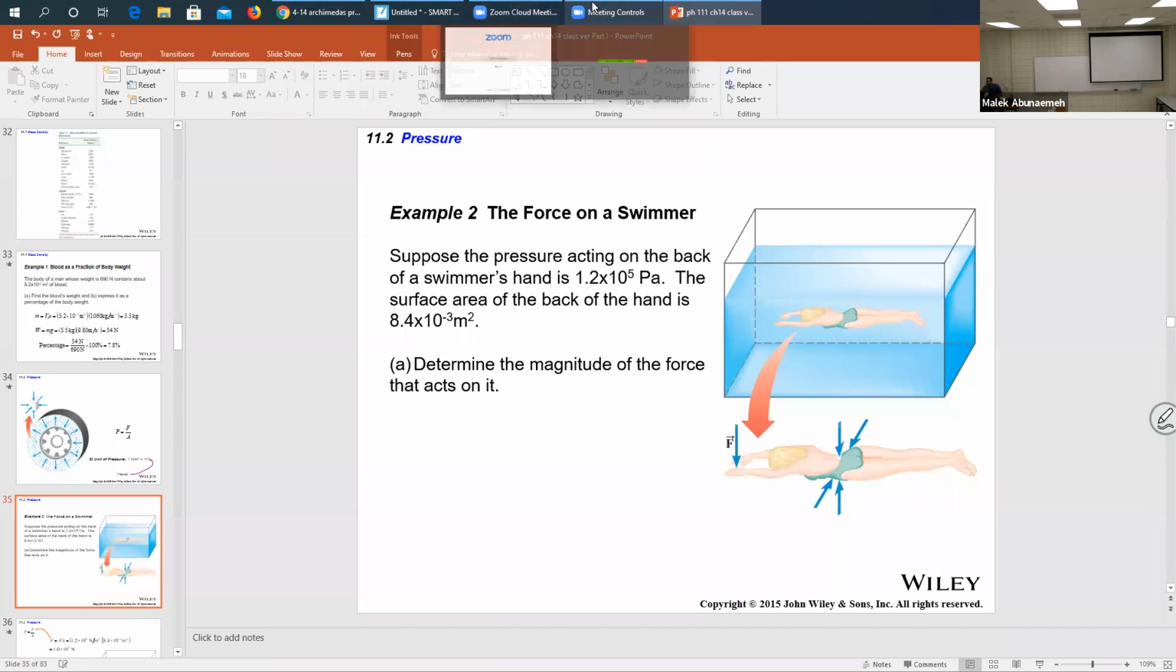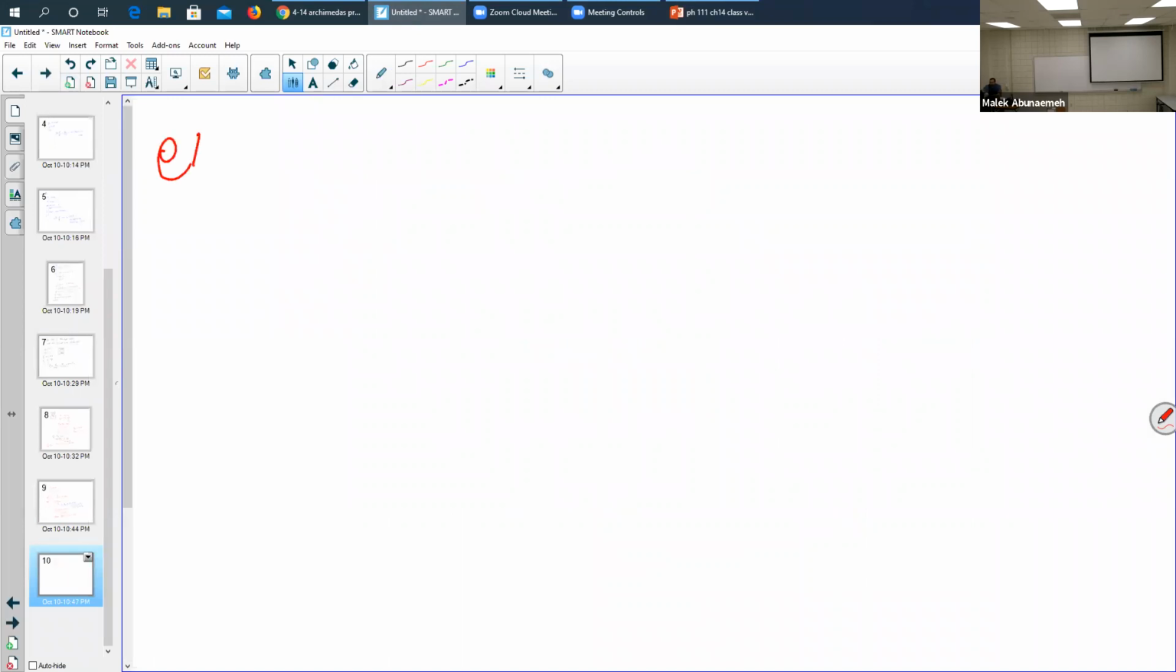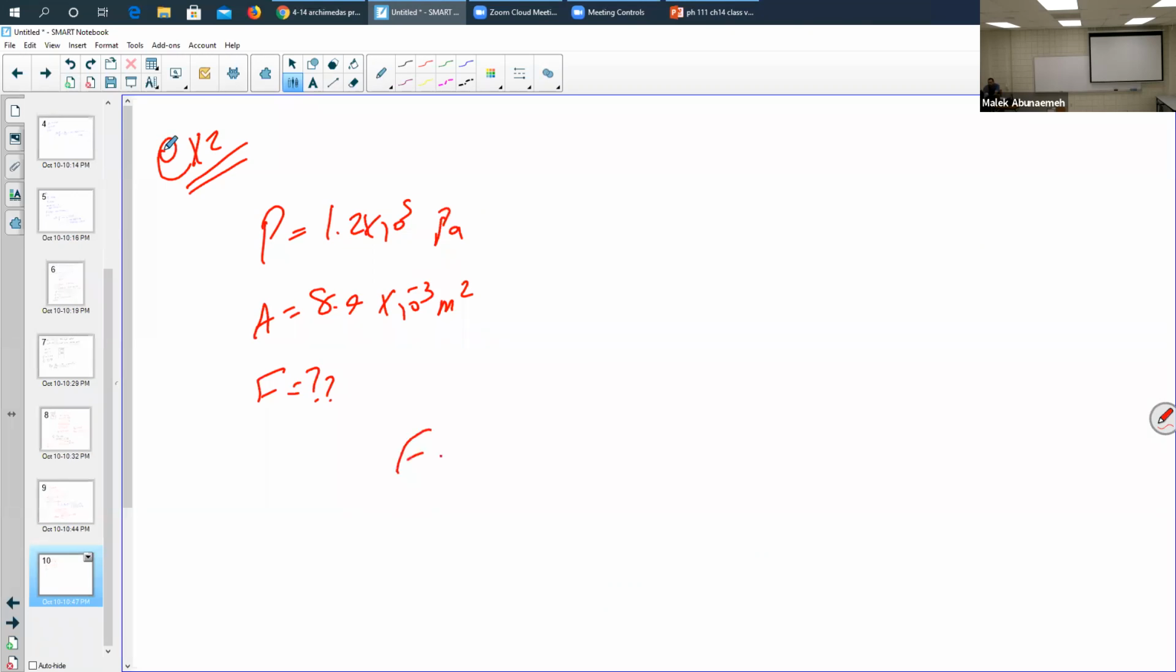Okay, so we have 1.2 times 10 to the fifth power pascals and 8.4 times 10 to the negative 3 meter square. This was example 2. Our pressure was 1.2 times 10 to the fifth power pascals, and our area was 8.4 times 10 to the negative 3 meter square, and we want to find the force that acts on it. And again, your force is your pressure multiplied by your area.